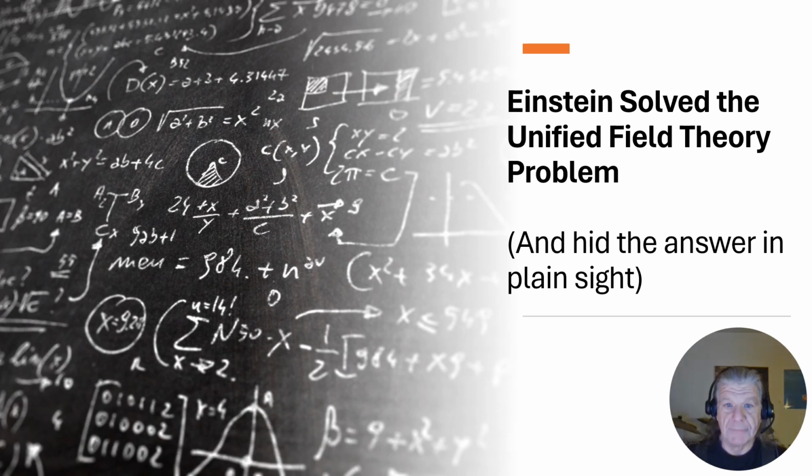So, today I'm going to talk about Einstein. Yes, I'm going to talk about how he solved the unified field theory problem and he hid the answer in plain sight. Yes, indeed he did, I think. I think I can show you that. I'll make the case that that's what he did.